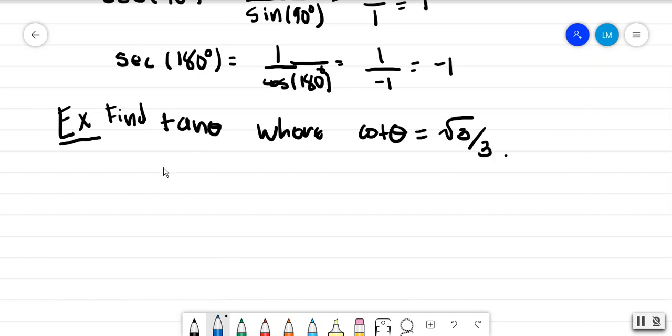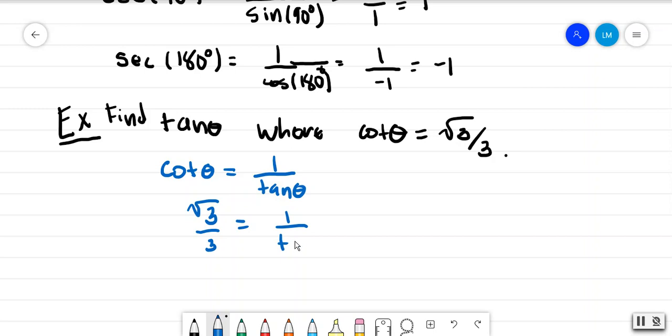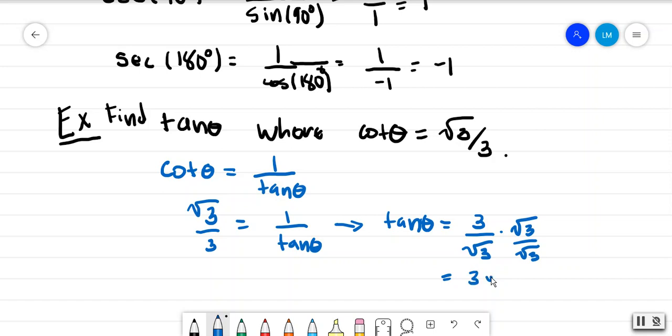In this case, by definition, cotangent theta is 1 over tangent of theta. So we have the square root of 3 over 3 equal to 1 over tangent. This tells us that tangent of theta is equal to 3 over root 3. If we rationalize this by multiplying by root 3 over root 3, you would find that it gives 3 root 3 divided by 3, which is just root 3.